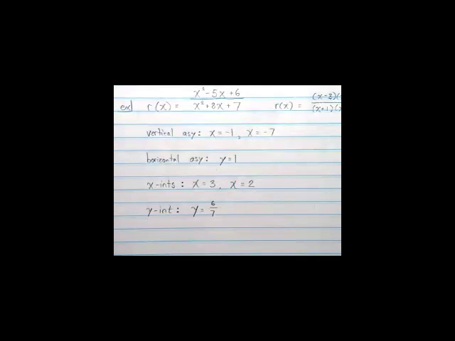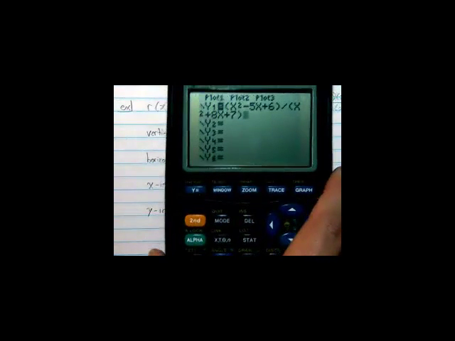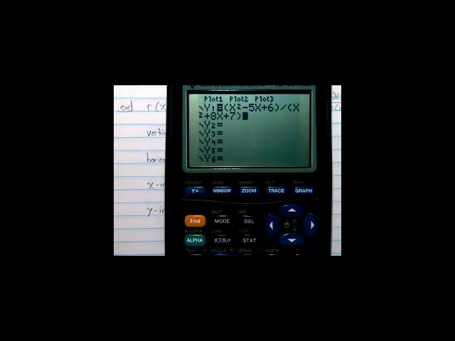And be careful when you type these in that you use parentheses, otherwise it will not look right. So I'm looking at something kind of like that, right? X squared minus 5x plus 6 divided by x squared plus 8x plus 7. Both pieces have to be in parentheses. And if you have that in there correctly, then it's just a matter of making sure your window's the correct size so we can see everything.